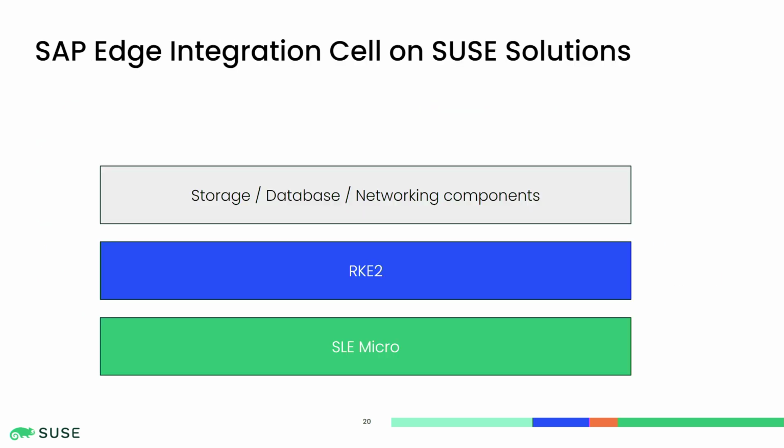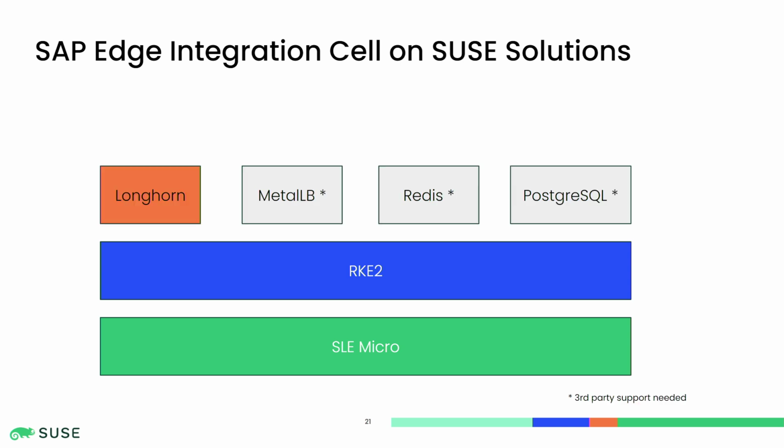All right, now we got the operating system. We got our Kubernetes cluster, and as said, you will need some stuff above, which is a requirement of SAP. To be more precise here, you would need a storage solution. We as SUSE recommend Longhorn. We'll talk about that in a minute.